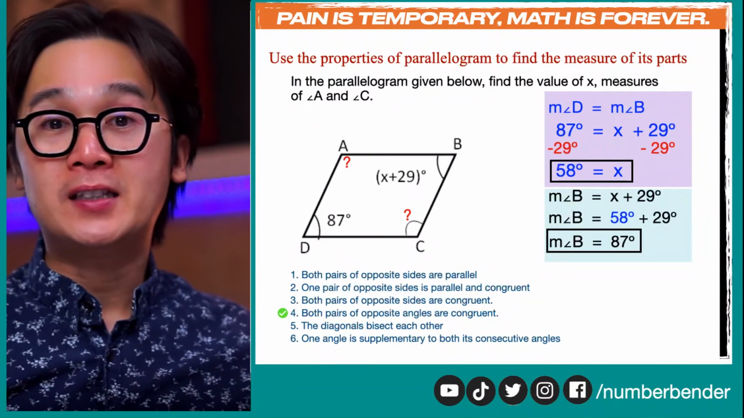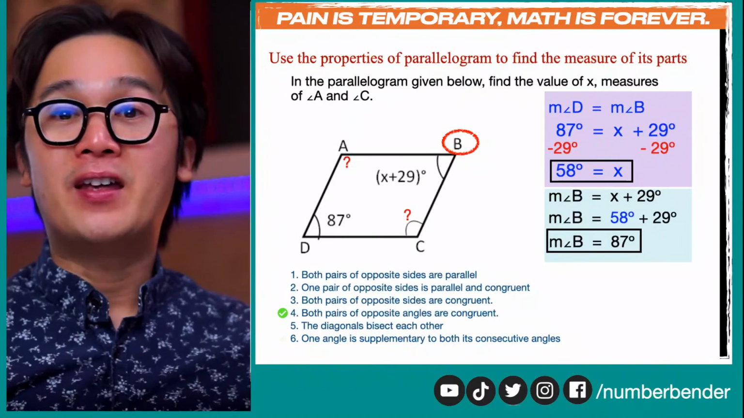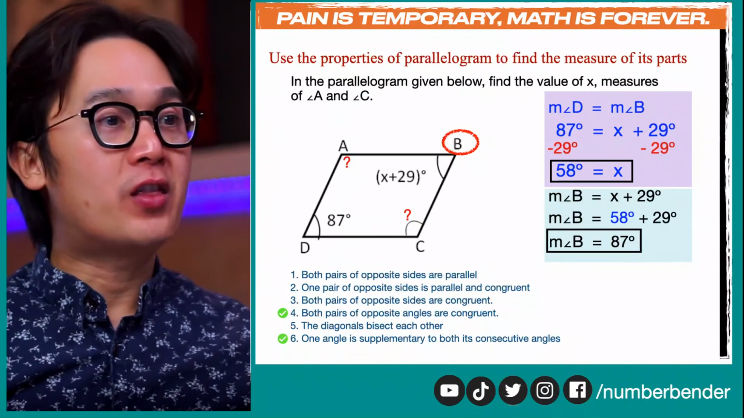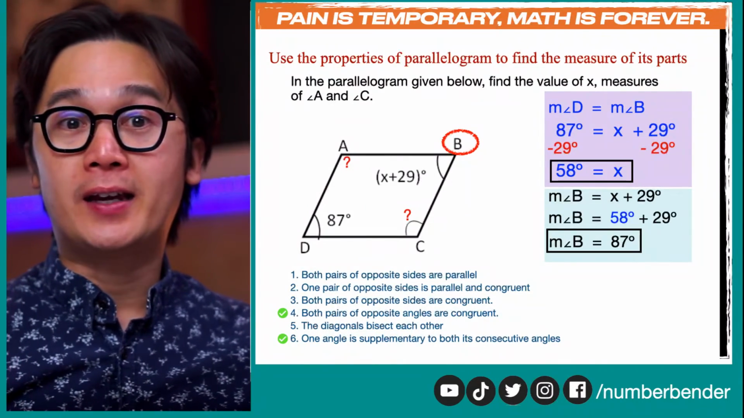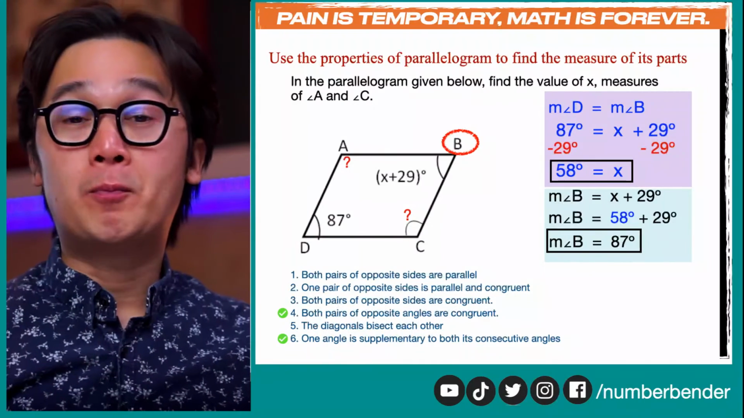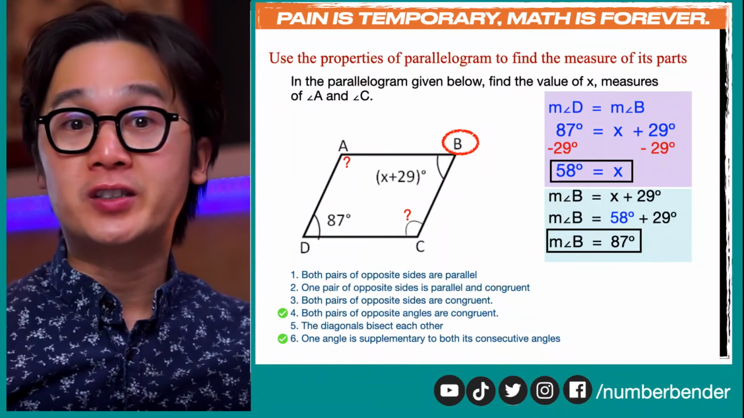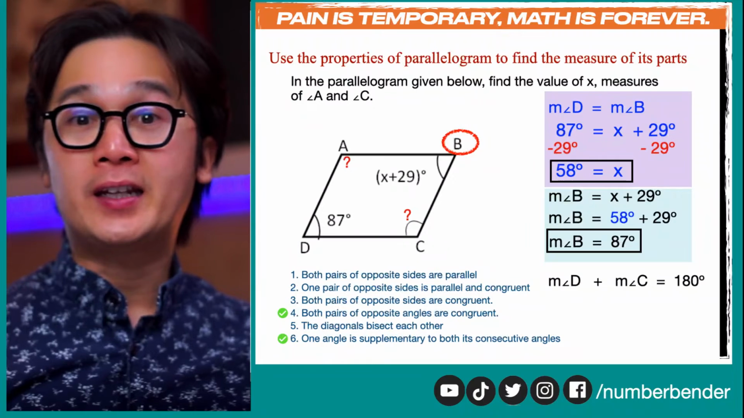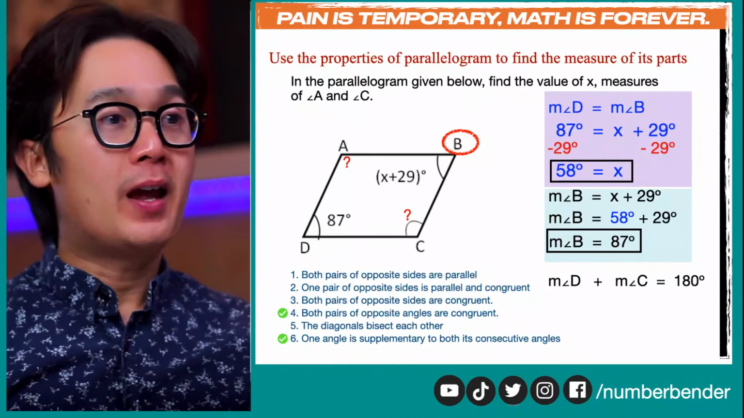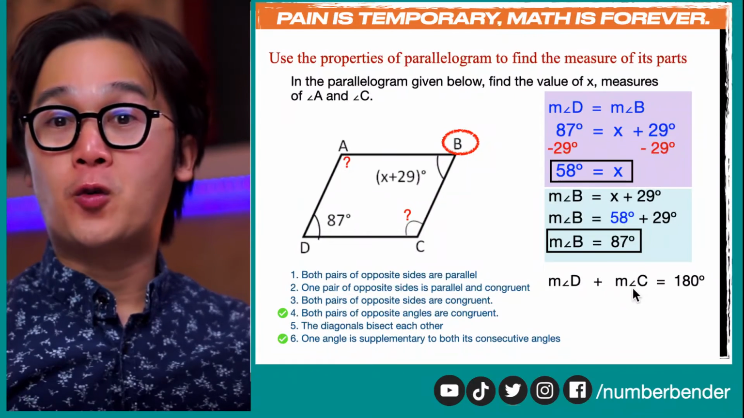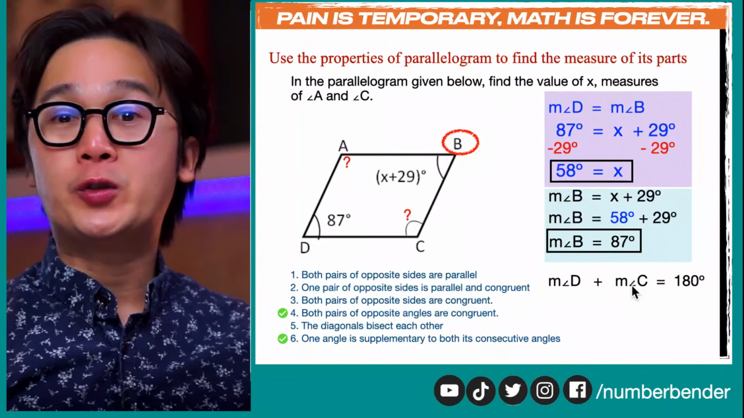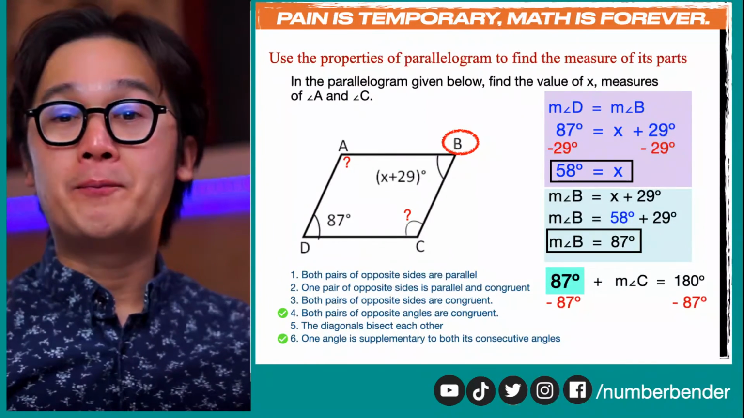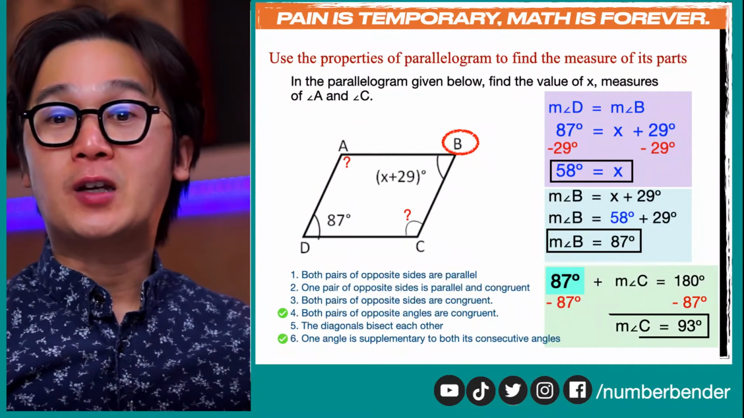And now let's use the rest of our properties so that we can find the value of angle A and C. And the other condition that we're going to be using is condition number 6, which is supplementary angles for D and C because they are consecutive and this is a parallelogram. So what we can do is equate it to 180, and we know that angle D is 87, and we know that angle C is what we're looking for. Since they are supplementary, we are going to use the measurement of angle D, which is 87. And using algebra, we'll be able to find the value of C, which is equal to 93 degrees.